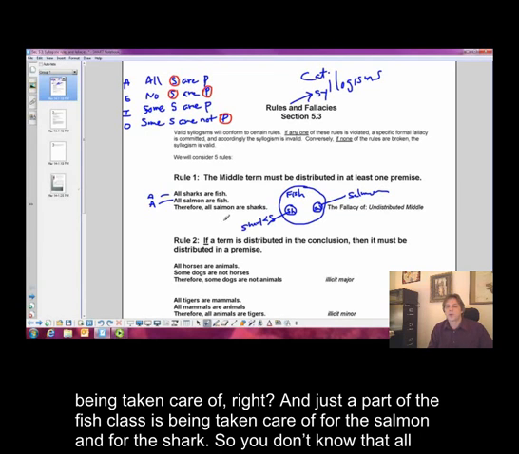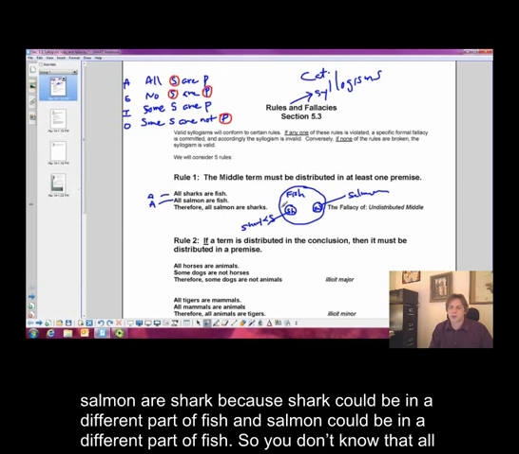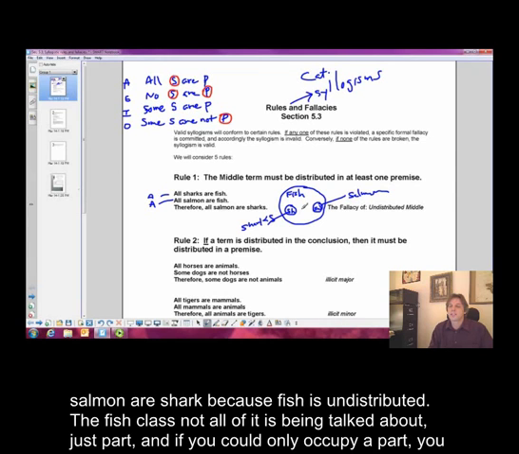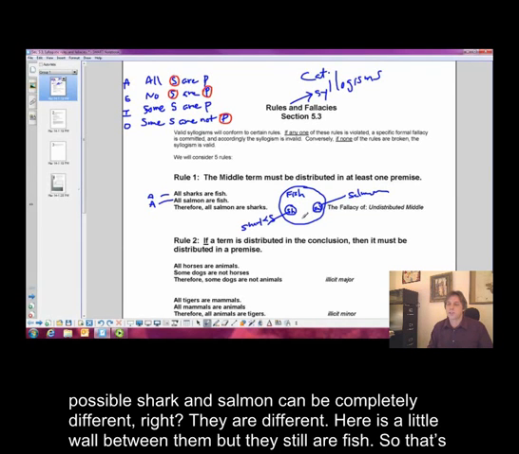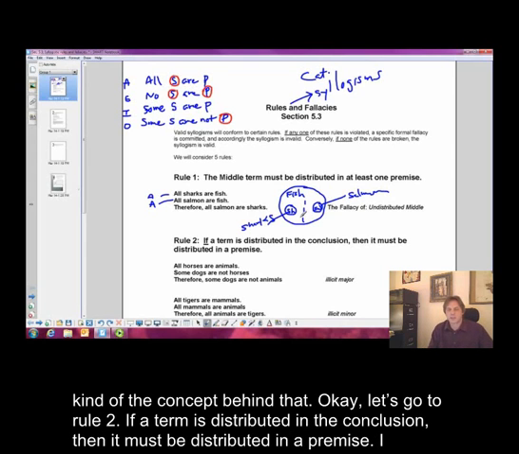So you don't know that all salmon are shark, because shark could be in a different part of fish and salmon could be in a different part of fish. You don't know that all salmon are shark because fish is undistributed. The fish class, not all of it is being talked about, just parts, and if you can only occupy a part, you don't have to be occupying the same part. Therefore, you don't know for certain that all salmon are shark, and by this diagram, it's possible shark and salmon can be completely different. They are different. Here's a little wall between them, but they still are fish. So that's kind of the concept behind that.